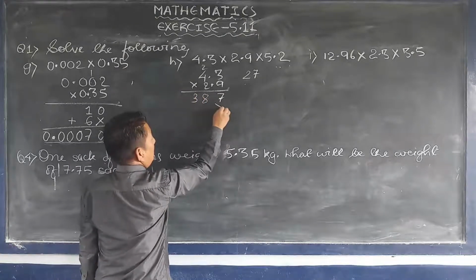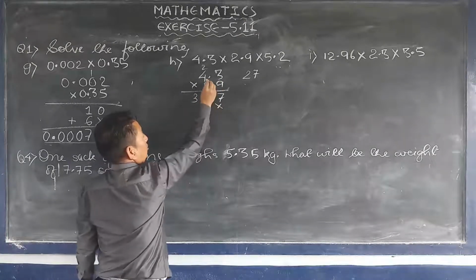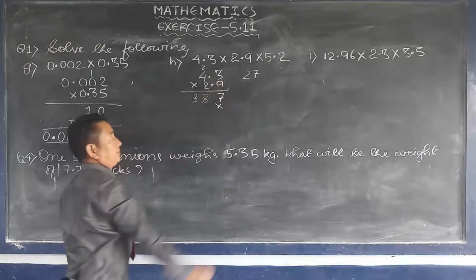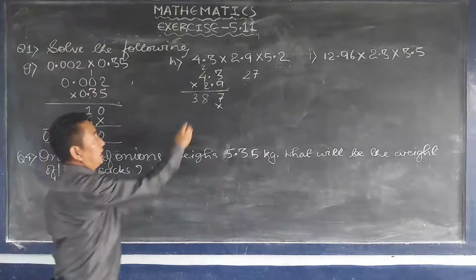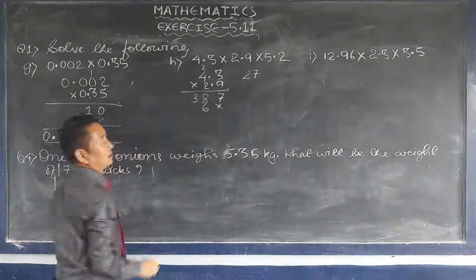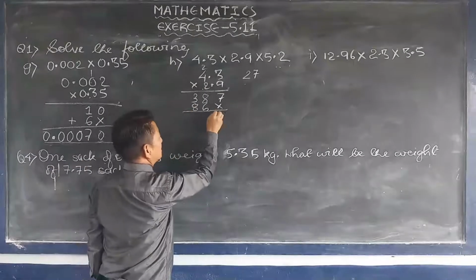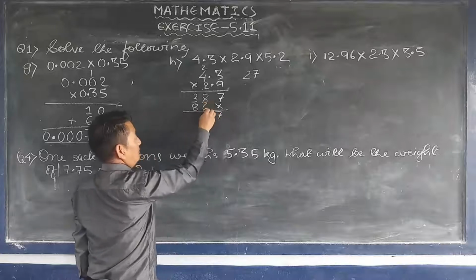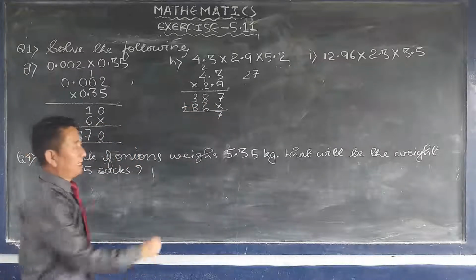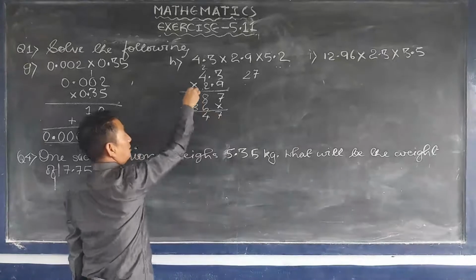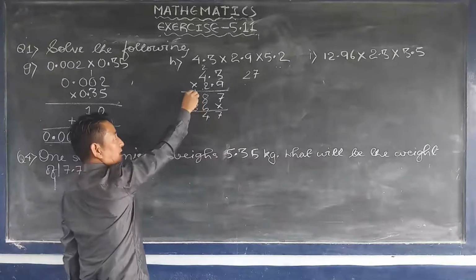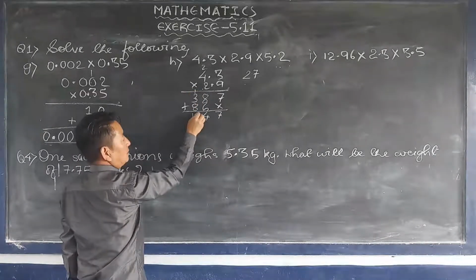38. Then again here 4.3 is multiplied by 2. 2 3s are 6. 2 4s are 8. Now we'll add this. 7, 8 plus 6, 14, 4, 1 carry on. 8 plus 3, 11, 11 plus 1, 12.